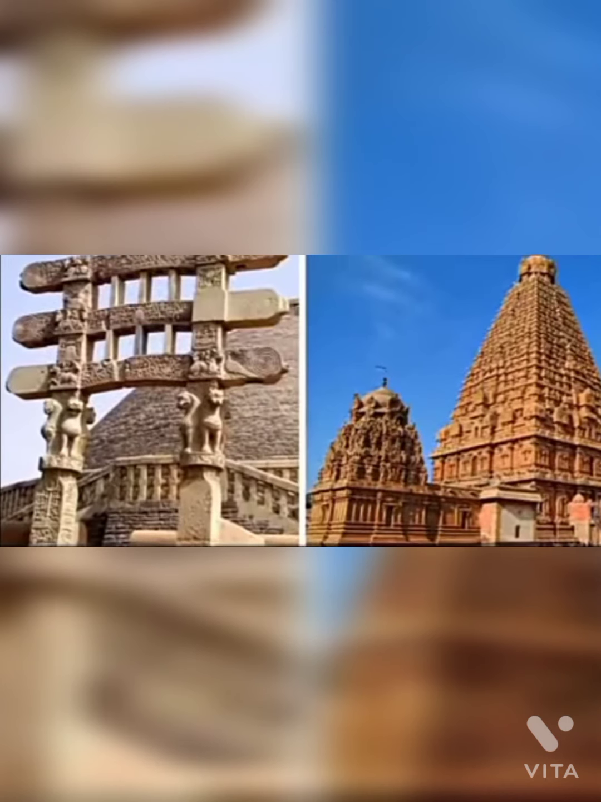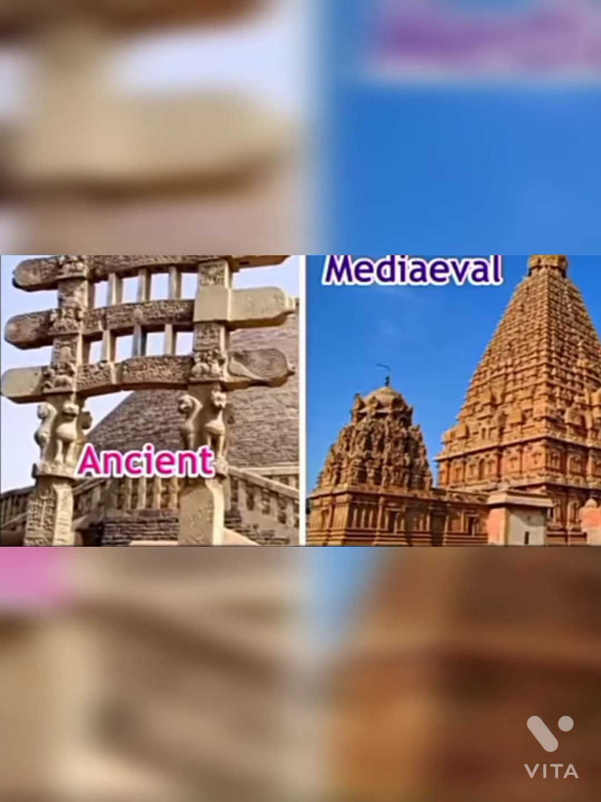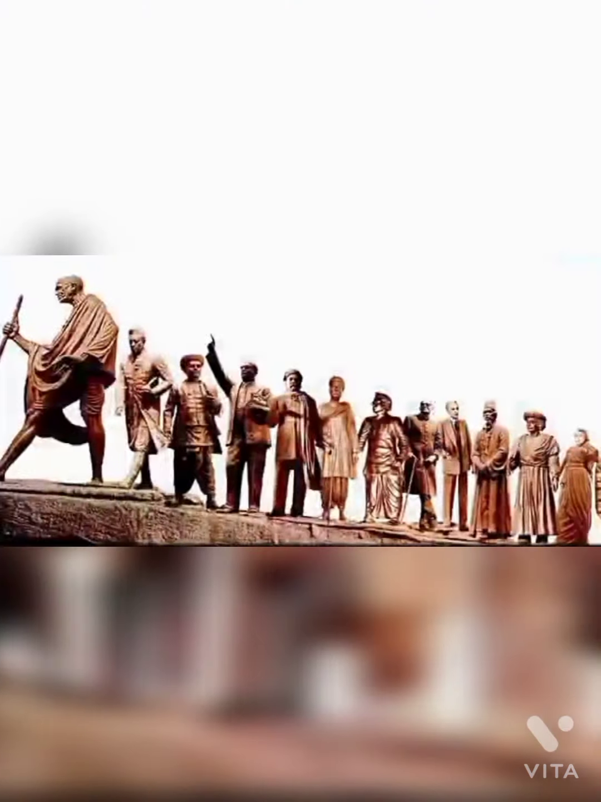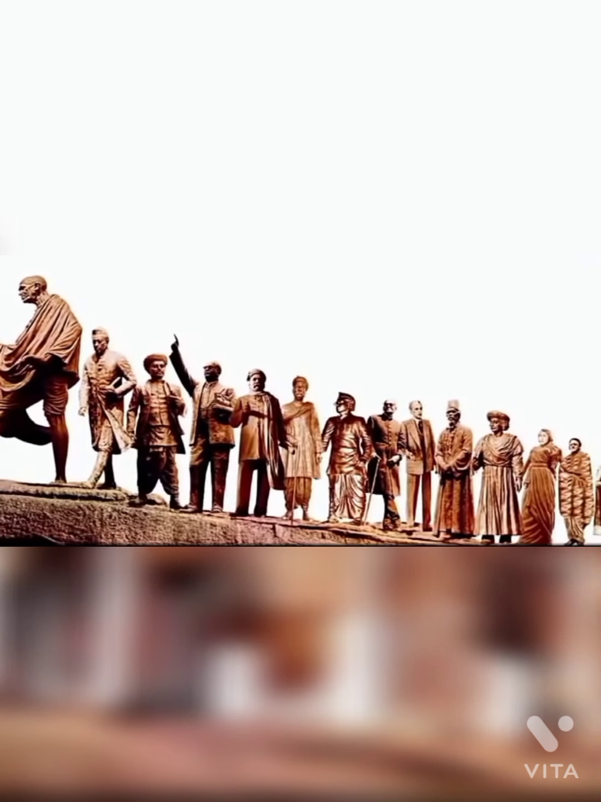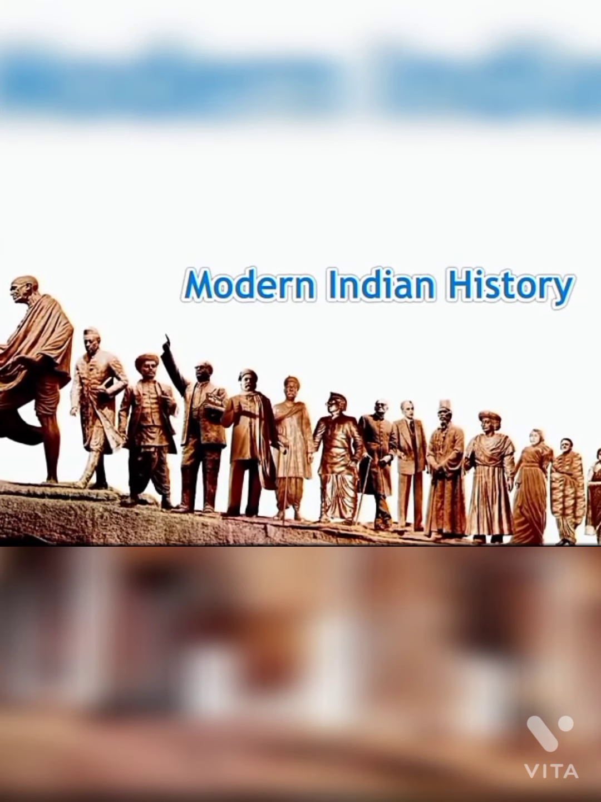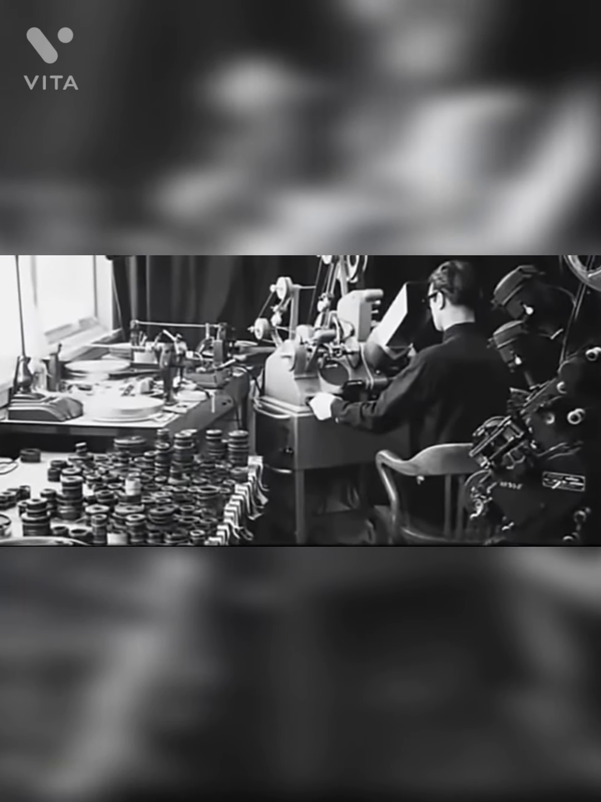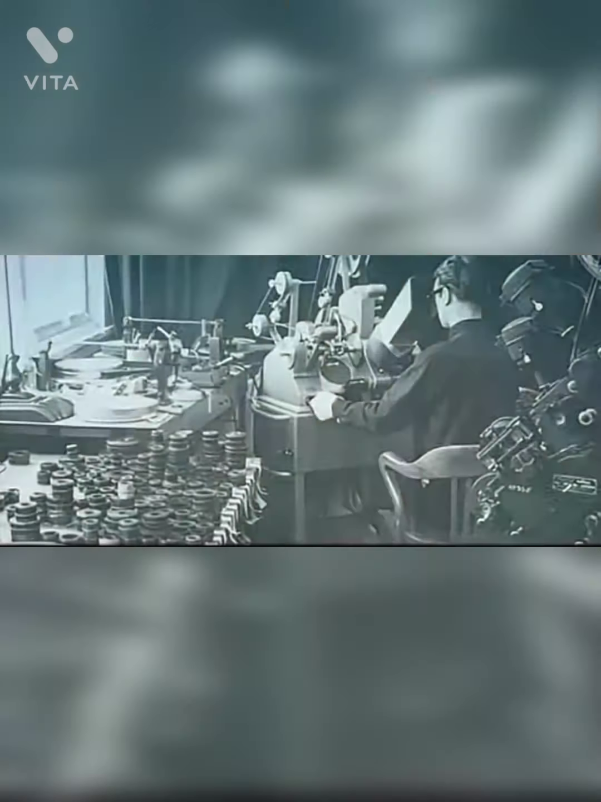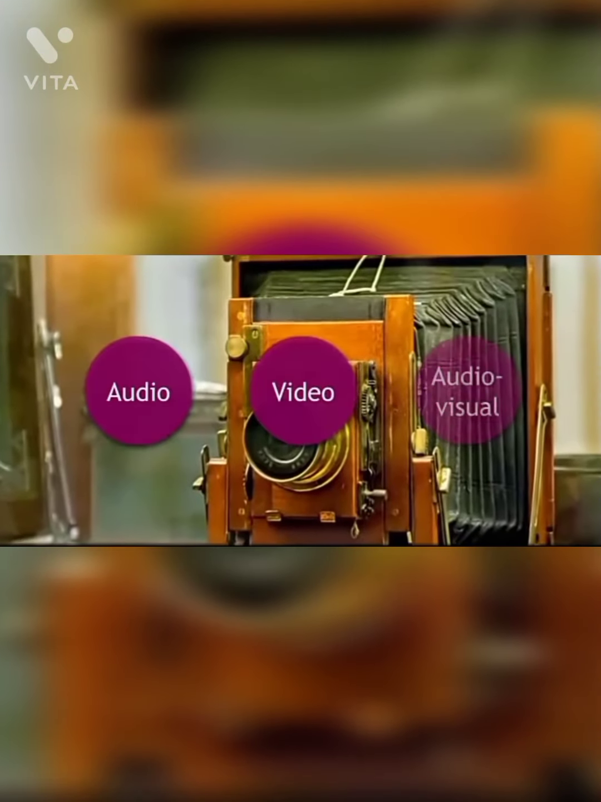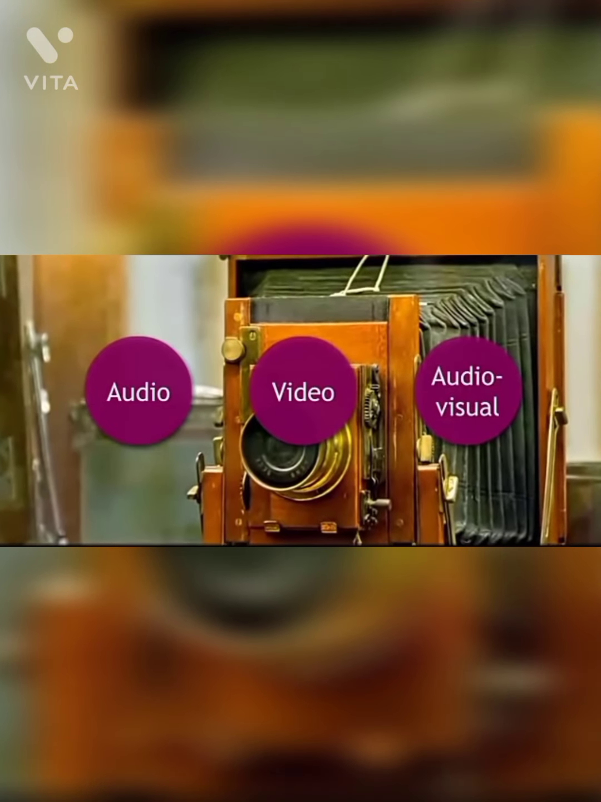Introduction. We have studied the sources of ancient and medieval Indian history. This year we are going to study the sources of modern Indian history. Historical sources include material, written and oral sources. Similarly, sources based on modern technology such as audio, video and audio-visual are included.